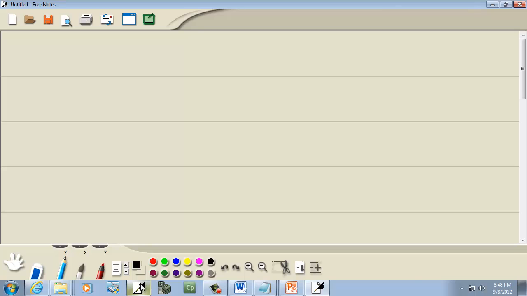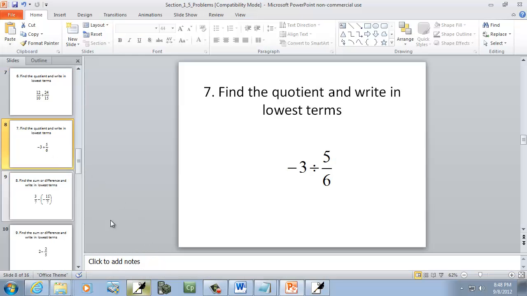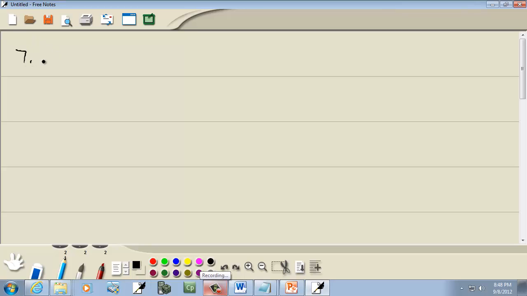Tablet going again here, and let's take a look at this one. I've already mentioned this before. If you're going to multiply, divide, add, or subtract fractions, they both should be fractions. So I'll rewrite the -3 as -3 over 1. Now I want to immediately rewrite this as multiplication. So that becomes times, and this becomes 6/5.